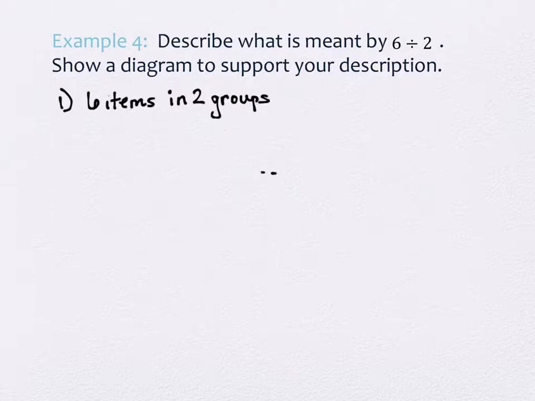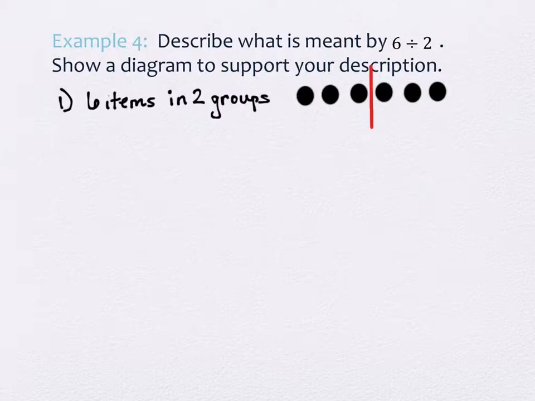Hence, the groups are smaller than the original number of items. And so when you think about your items, here are 6 items, and we split them in half and we make 2 groups. Now, that doesn't work very well for extending into the idea of fractions.